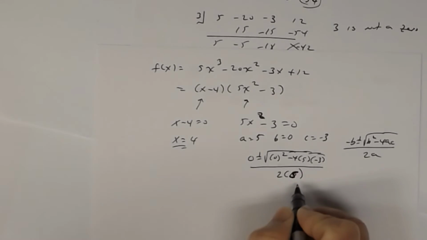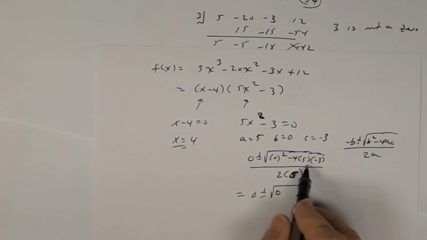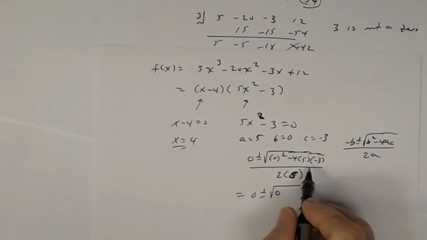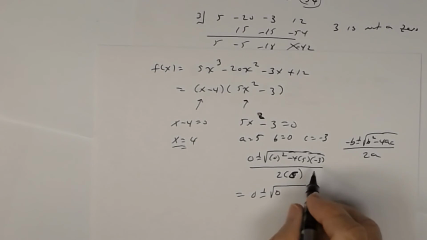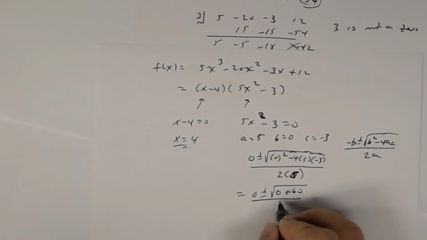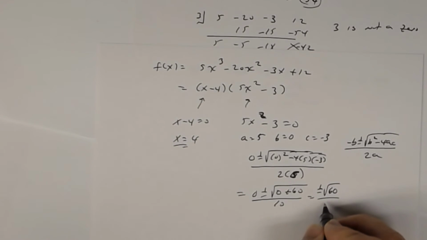That's 5. And so I get 0, plus or minus the square root of 0 squared, 0 times 0 is 0. A negative 4 times 5 is a negative 20, and a negative 20 times a negative 3 is positive 60. All divided by, what's that, 10? So I get plus or minus the square root of 60 over 10. So that's what I have so far, right? That's what I have. Okay?